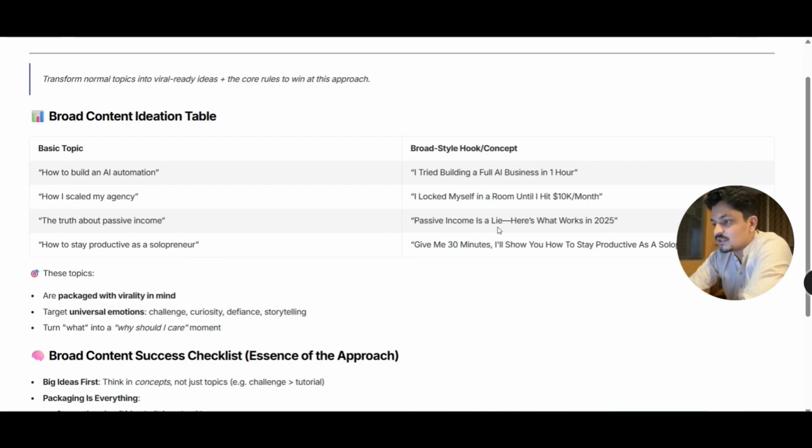The third one is the truth about passive income, right? And here is, passive income is a lie. Here's what works in 2025. It got the concept right, but if I have to add more concept to it, I can ideate better than this right here. And yep, we got multiple options right now.